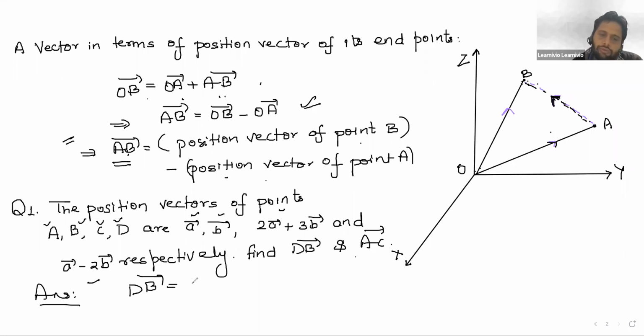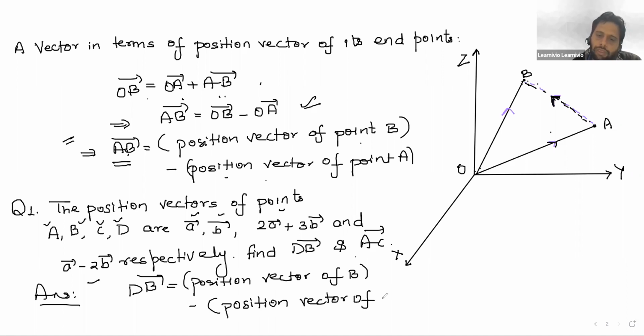So it is equal to the position vector of the final one, this one, B. Position vector of B minus position vector of D. What is the position vector of B? B minus the position vector of D.